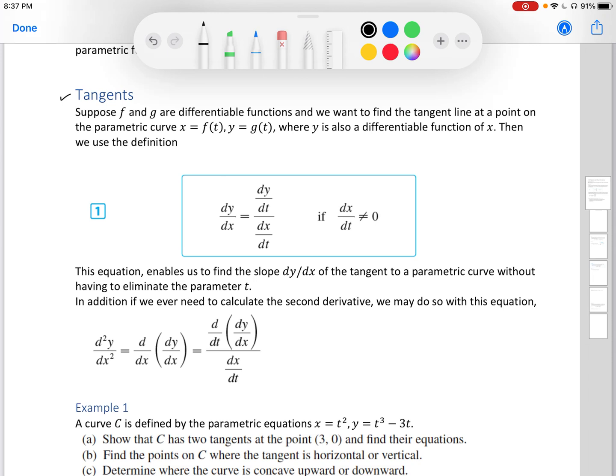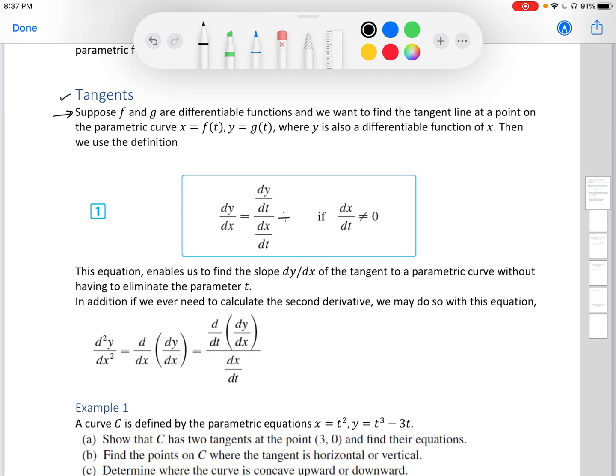Tangents. We also think of tangents when we think of derivatives. Let's read. Suppose f and g are differentiable functions and we want to find the tangent line at a point on the parametric curve x equals f of t, y equals g of t, where y is also a differentiable function of x. Then we use the definition, dy/dx equals dy/dt divided by dx/dt, if dx/dt does not equal 0.